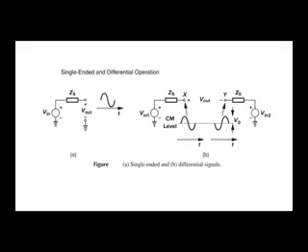Differential amplifier output operation can be single-ended or differential. Here, figure A shows single-ended operation and figure B shows differential operation. Single-ended means the output is taken from one terminal, measured with respect to a ground terminal, that is, a fixed potential. Normally, we use the fixed potential as ground. This is single-ended operation. Now there is differential operation.